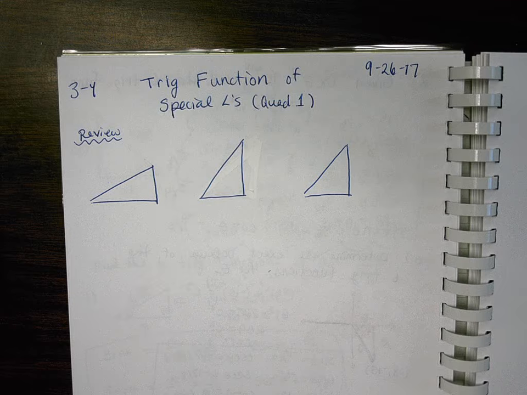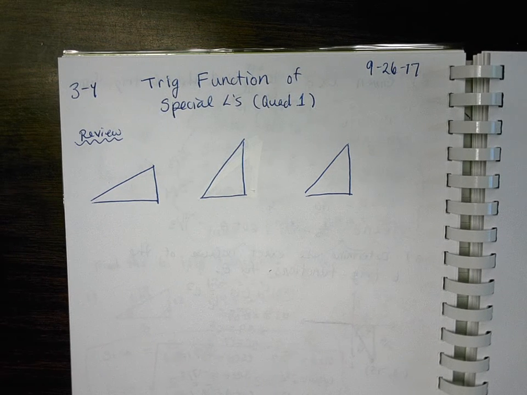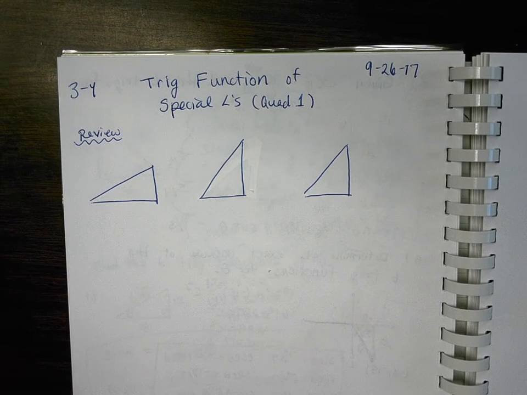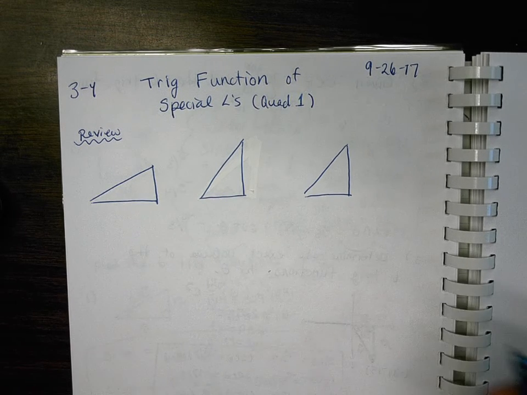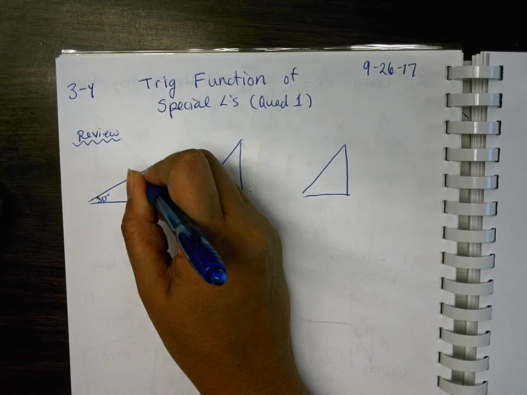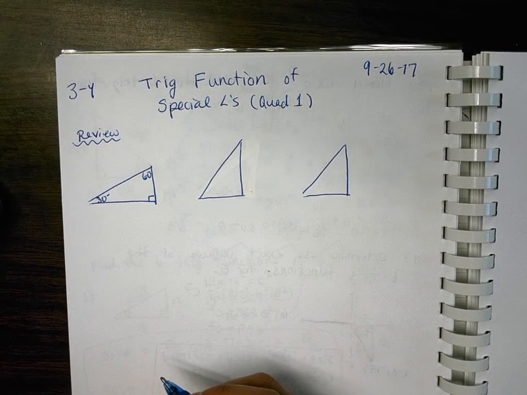So we're going to deal with our special triangles, our 30, 60, 90. Do you guys remember those? 45, 45, 90. Okay, so 30, 90, 60. We'll do that one first.